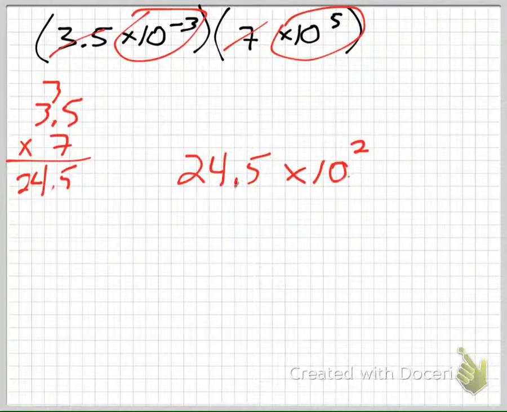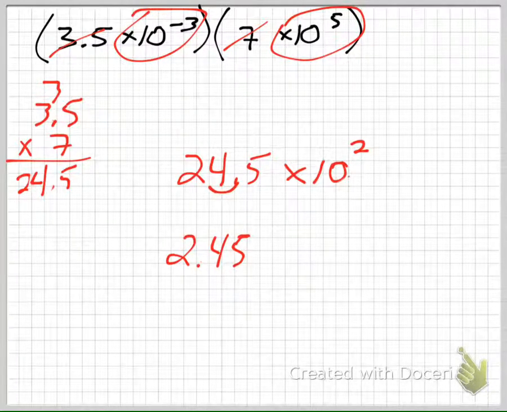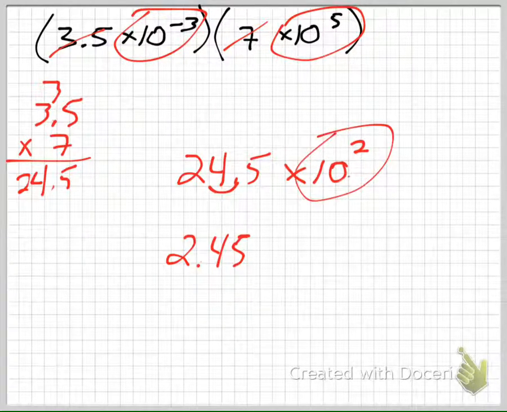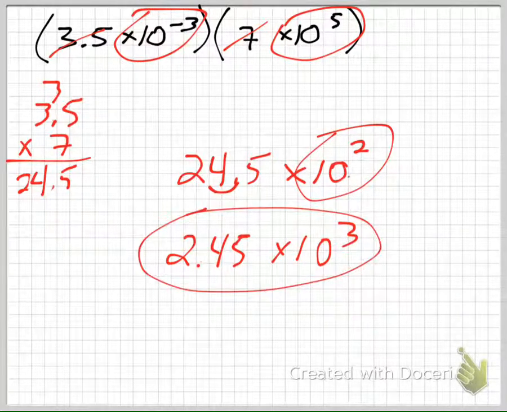So I'm going to move this to the left one, making this 2.45. Since I moved that decimal to the left, I made that number smaller. I now need to make this number bigger. So instead of 10 to the second, it would be 10 to the third, times 10 to the third. Now it's in scientific notation. Does that make sense? That was the long way of doing that.